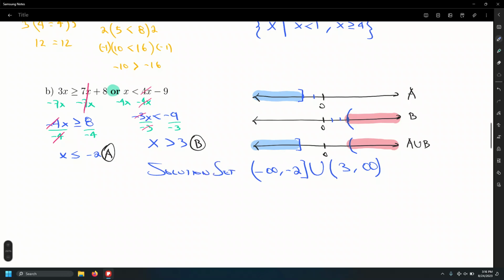Using interval notation. Now let's write this using set builder notation. And again, usually that's more straightforward because, hey, we have those two baby inequalities here. All we do is just copy and paste those two inequalities and separate by commas. x such that x less than or equal to -2, comma, x greater than 3. All right? So that's our solution set here.